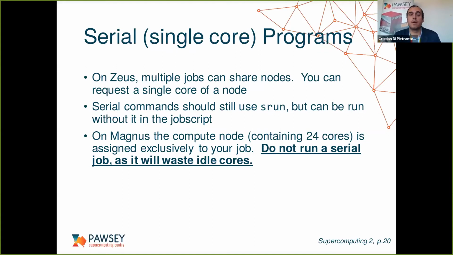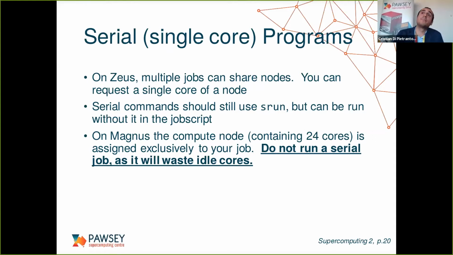Actually, at Pawsey we have a cluster called Zeus, and it's the one that we are using today, that is meant for executing serial jobs, jobs that don't use too many nodes. For serial jobs, you don't have to specify the number of tasks or the number of cores per task. By default, it will use one core and will create one task.